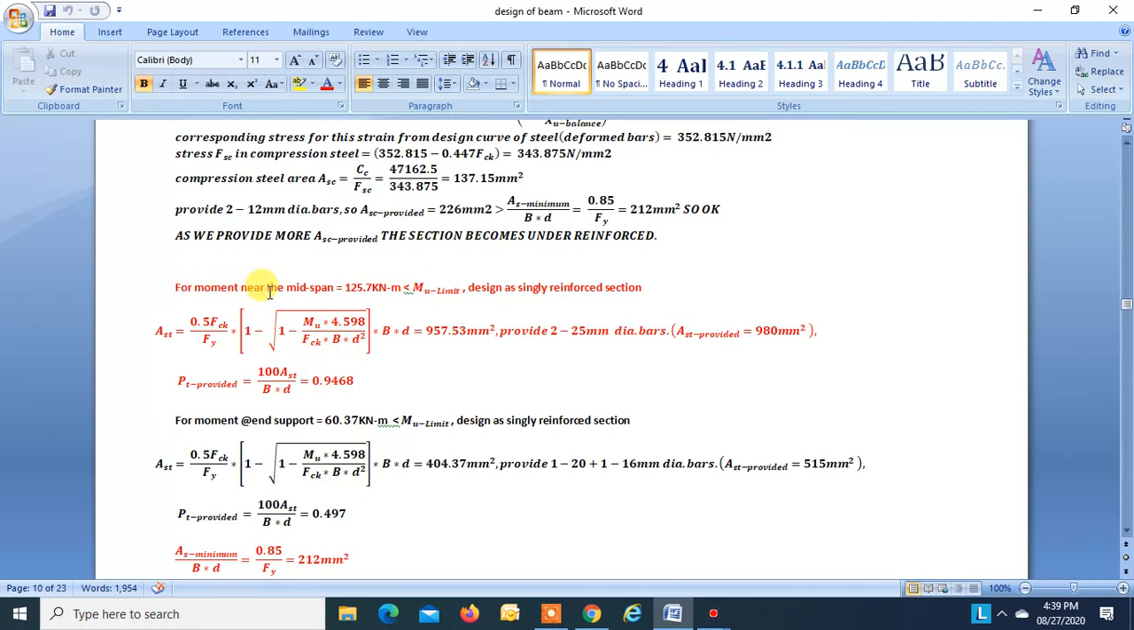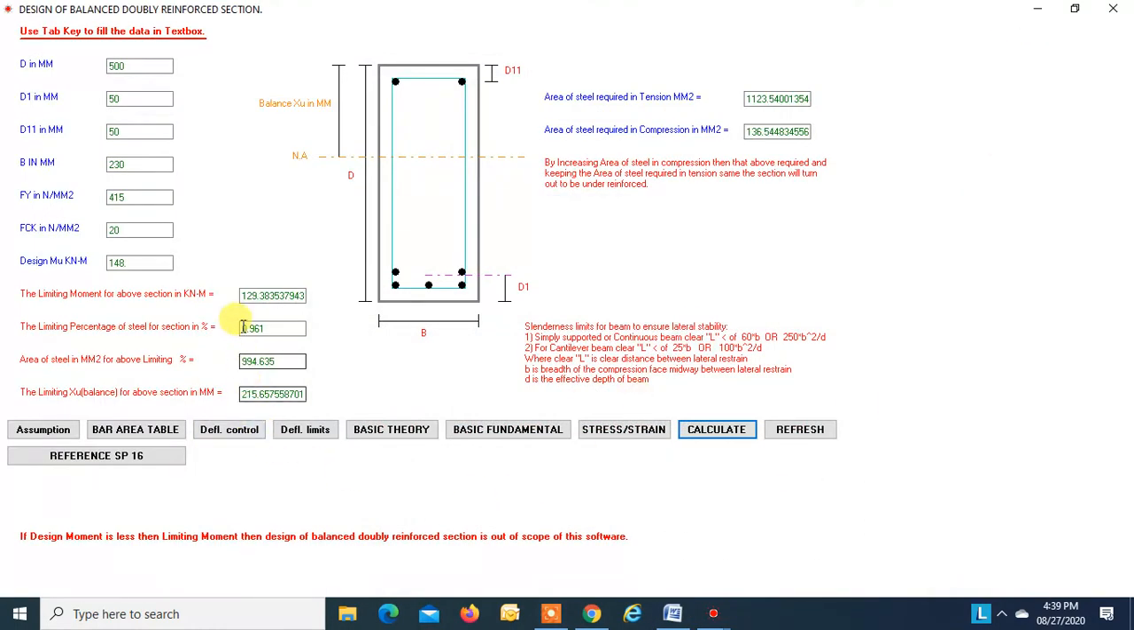For the moment near the mid span, that is 125, we know our limiting moment is 129, as we have seen over here. That is, 125 is less than 129, so the section is underreinforced.